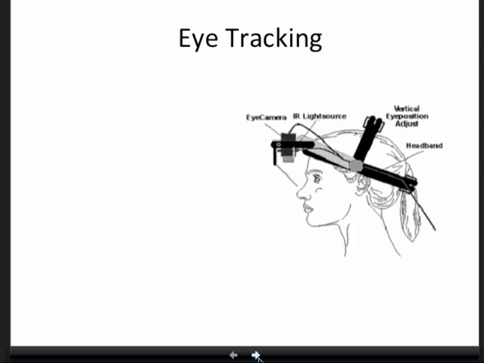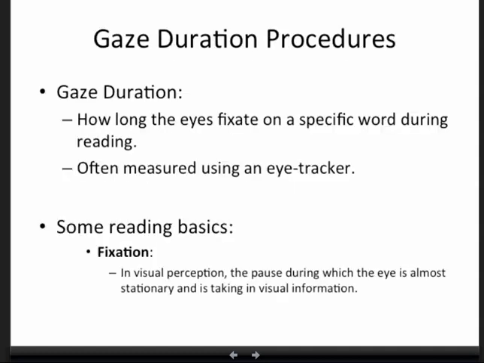It's pretty cool stuff. But for our purposes, we're just going to talk about how eye tracking is used to tell us a little bit about gaze duration. And gaze duration is exactly what it sounds like it is. It's how long the gaze lasts on a specific word while someone's reading something.